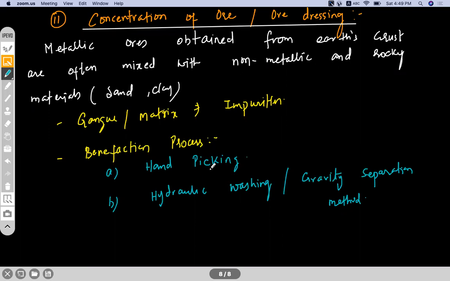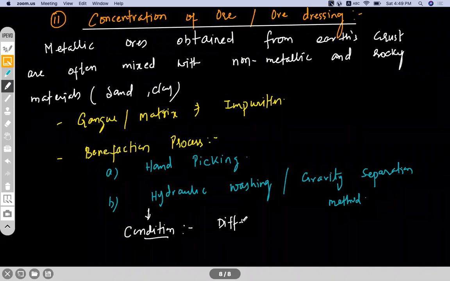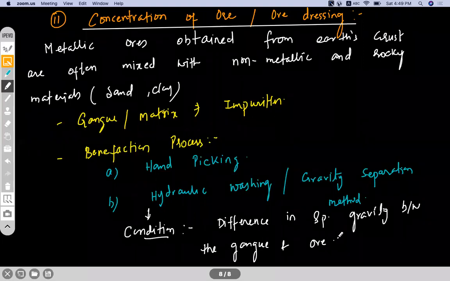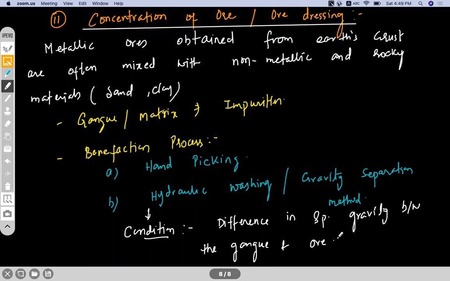Okay, so hydraulic washing or gravity separation method, what is the condition for using this method? We use this method when there is a difference in specific gravity. The condition is that we have a difference in specific gravity between gangue and ore. We must have a difference in specific gravity between the gangue and ore. If you have a difference in these two things, gangue and ore, then we can use this method, that is hydraulic washing or gravity separation method, for the concentration of ore. Okay, so based on the property we use this. Copy this down.